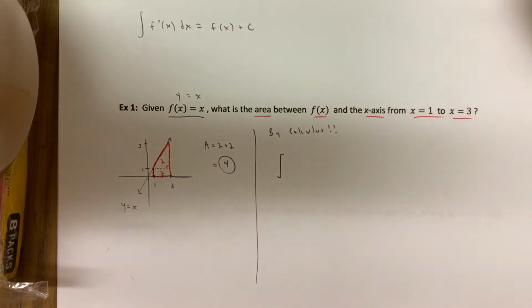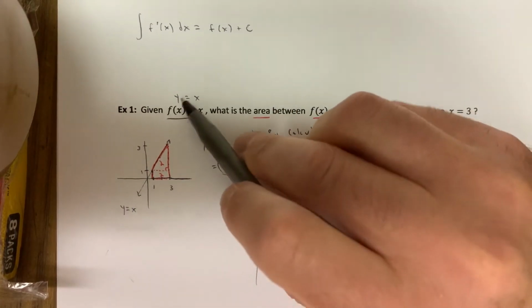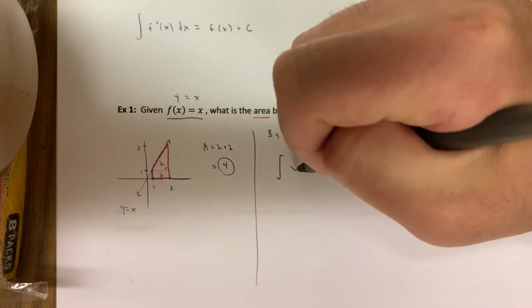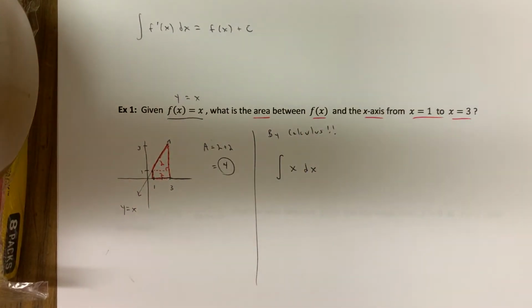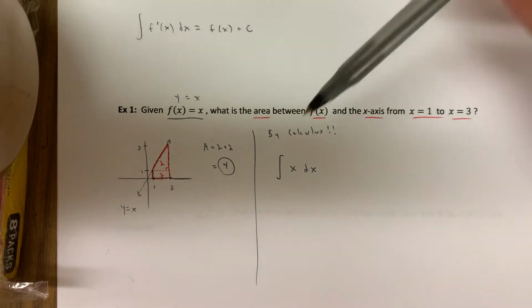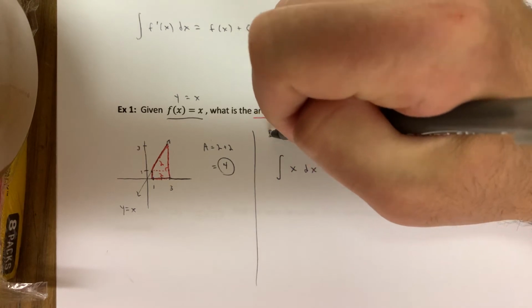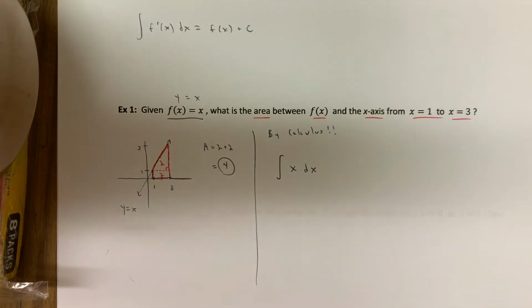We want the area between x and the x-axis, right? y equals x, f of x equals x. So we're going to integrate x, and then we're going to make sure we integrate it with respect to x. You have to indicate the variable you're integrating with respect to. And by the way, the calculus police, if I tell you, hey, every time you want the area between a function and the x-axis, just integrate that function, the calculus police, if they were listening, are they listening?